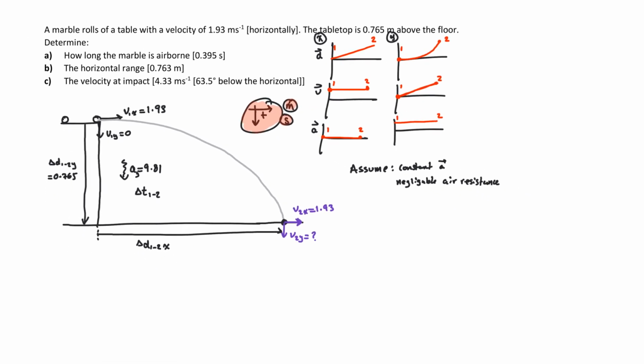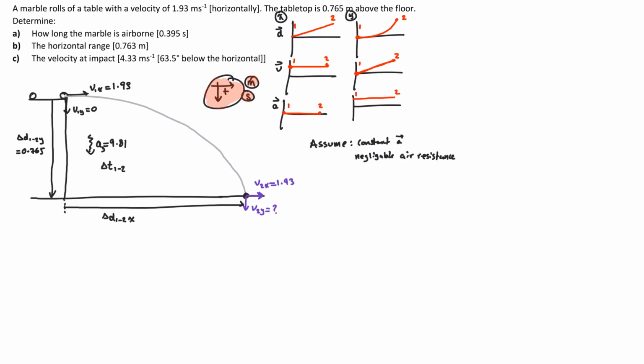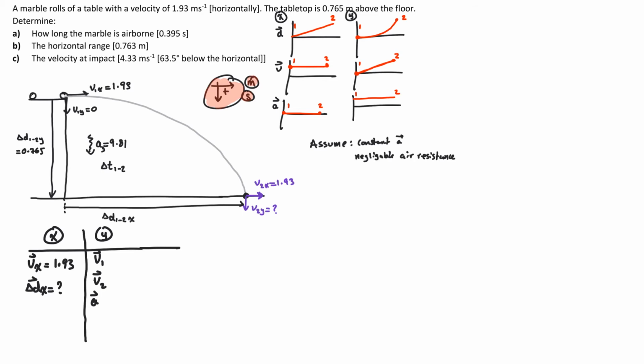I'm just going to zoom out here. And as I do this, I'm going to draw a table which has the information in the x and y direction. So we'll have x, we'll have y. For x, we only care about Vx and the displacement in the x. First one, we do have the information for this one. This is 1.93. We don't have the displacement. And for y, we have v1, we have v2, we have the acceleration, and from 1 to 2, we have the displacement. And we need the time from 1 to 2, which is shared between the two.